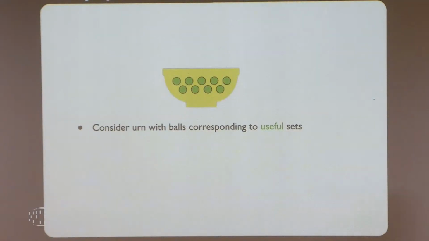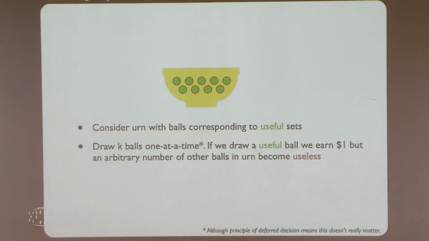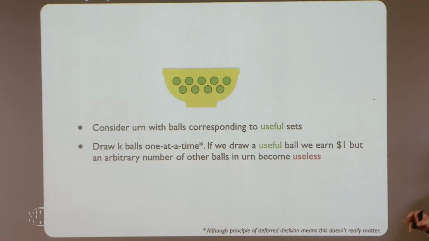I think the simplest way to see this result about the log n passes is via a setup with an urn. You consider an urn with balls corresponding to useful sets. Think about drawing the K balls one at a time. This is going to mirror our idea of sampling useful sets as we go through the stream. I say one at a time because that's the helpful way to think about it, but by the principle of deferred decisions, everything's going to be fine if I draw these K things at the same time.